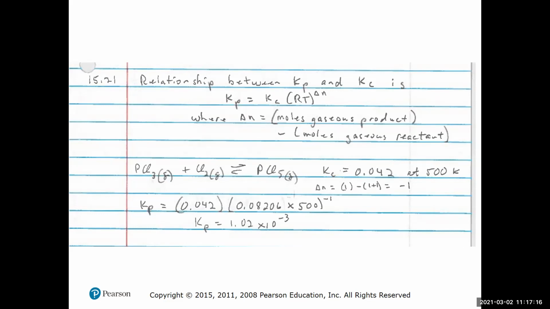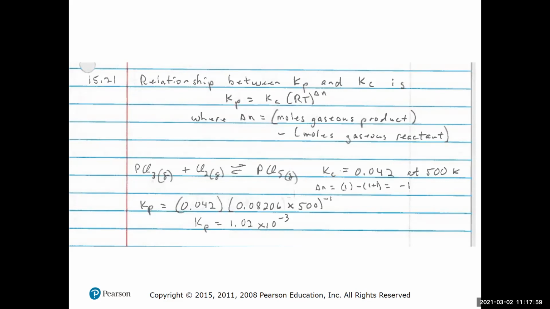Our temperature value, we just need to check to make sure it's in Kelvin. Well, in the problem, they said it was 500 K, so we don't have to do anything to that. We can just plug that 500 number in. Gas constant, we can look up, 0.08206. So we've got that filled out. We have the 0.042 value, which was our equilibrium constant based on concentration, so we can put that in. And so we filled in all of our variables, and now we can go ahead and calculate what that equilibrium constant in terms of pressure is. And that's 1.02 times 10 to the minus 3.